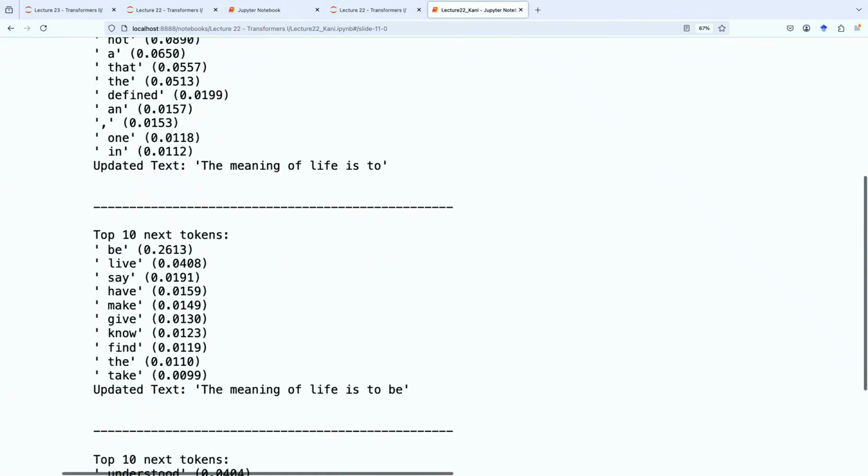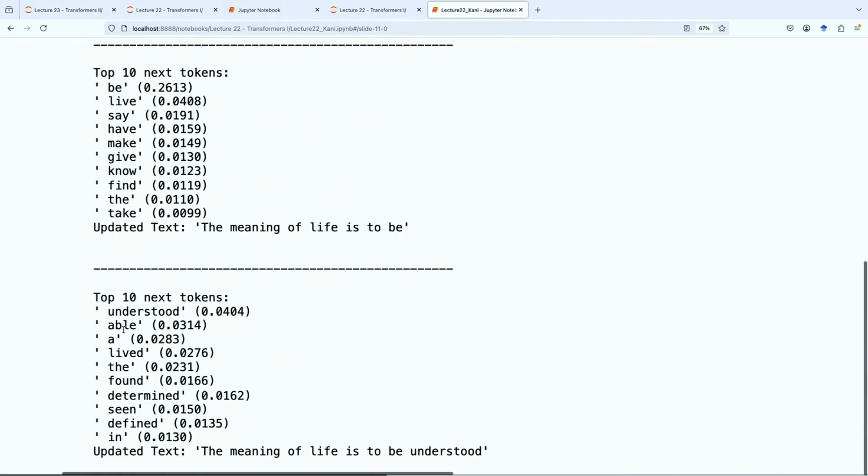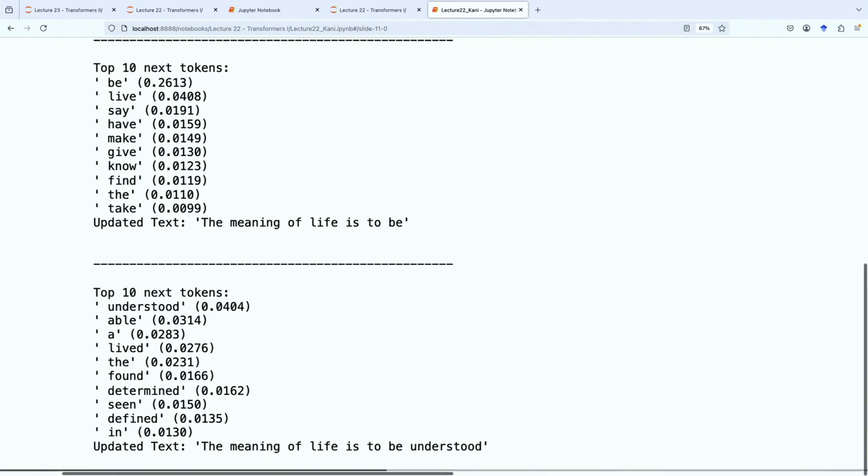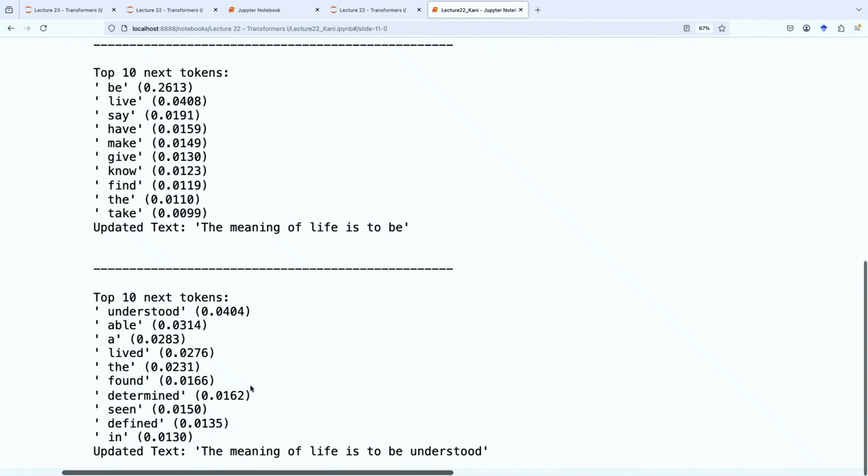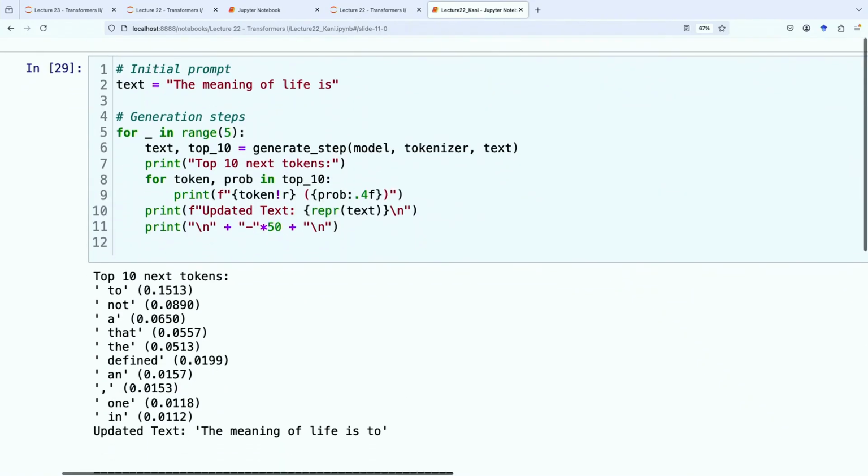Again, we go down. We see the most probable tokens. Understood, able, a. The meaning of life is to be a. Yep. The meaning of life is to be lived. That's fine. The meaning of life is to be found. That could work. And all of that, right? So we go on. We update: the meaning of life is to be understood, and then we move forward and forward and forward. Does that make sense? Okay.